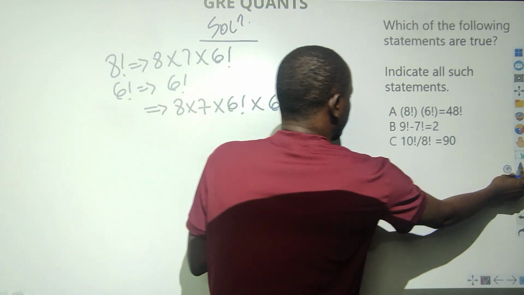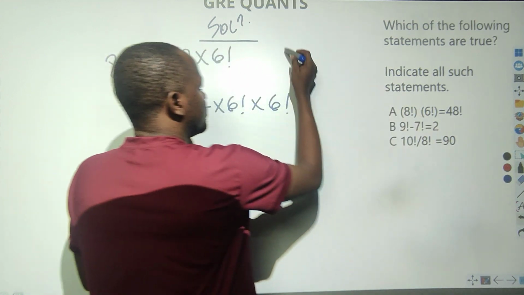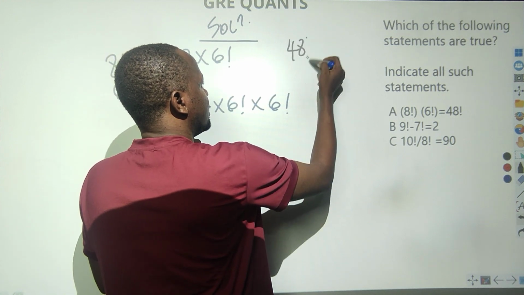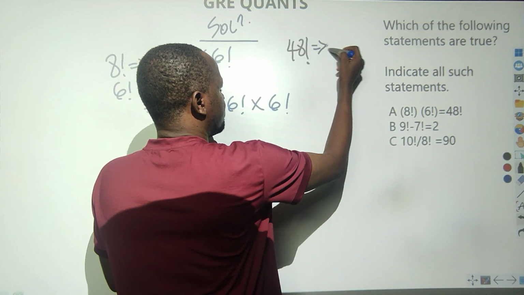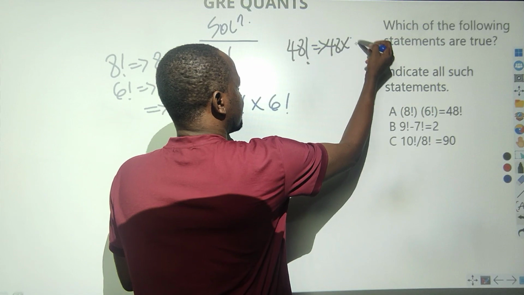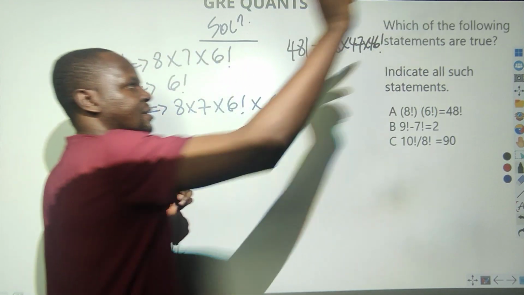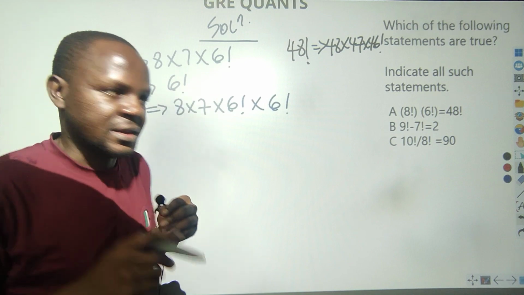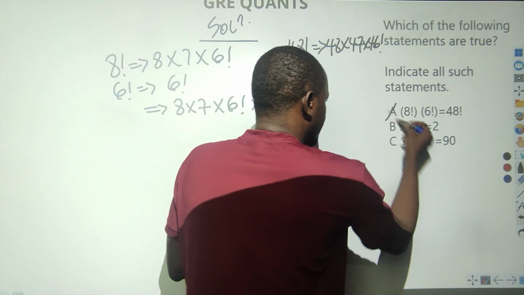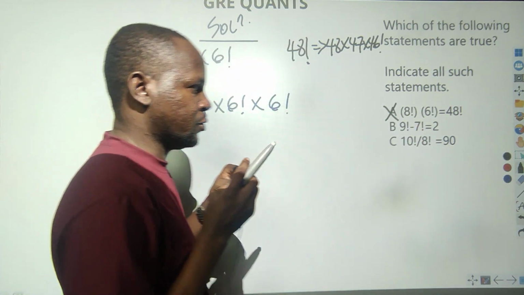If you go with 48 factorial, my dear students, you are going to see that 48 factorial is 48 times 47 times 46, like that, like that, like that. So it's far, far bigger than that. So this is wrong. Now the second statement is also wrong.